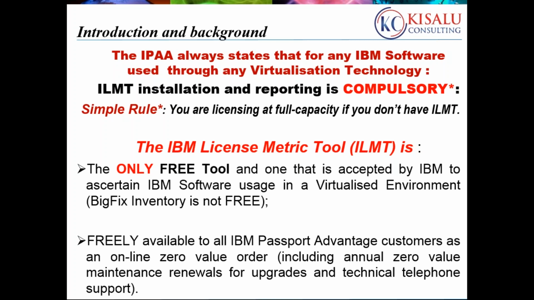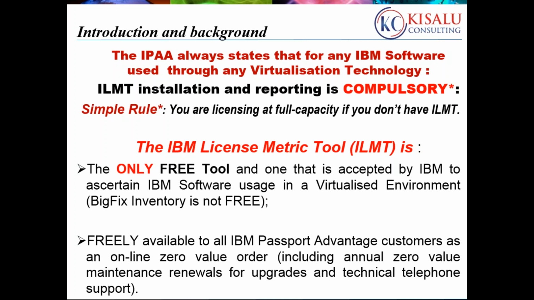So there is a simple rule. There is also a star there to show that there are 3 exceptions to this rule. The rule is simple: IBM sees you as licensed at full capacity if you don't have ILMT and you're running your software in virtualization. It's just that simple. You will pay the full capacity.